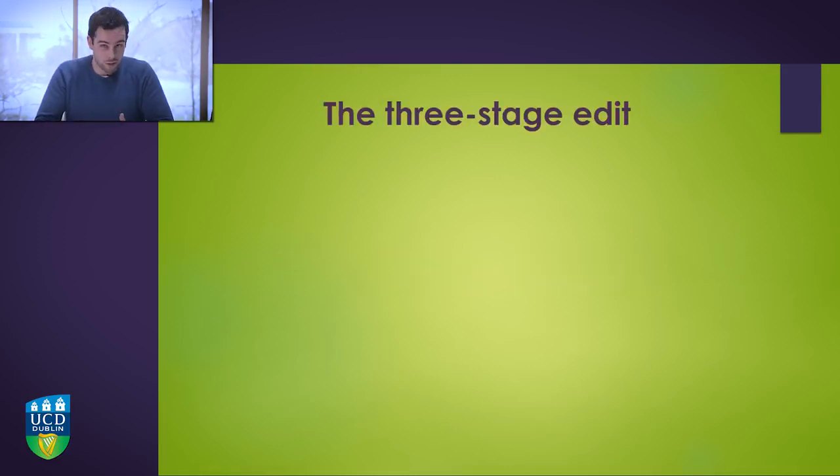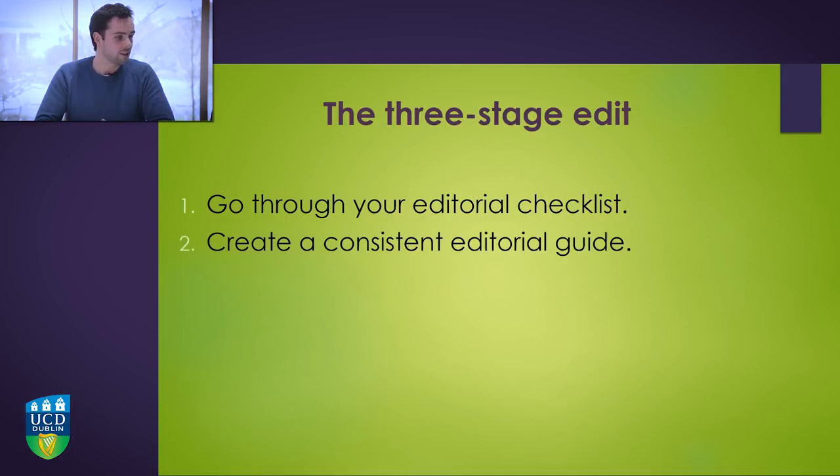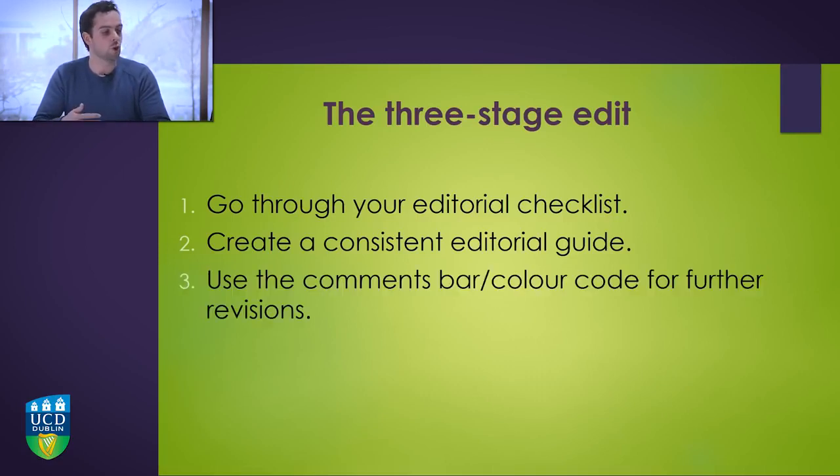So copy editing runs in 3 stages. The first thing you want to do is go through an editorial checklist, which I'll run through now in a couple of seconds. You then want to create a consistent editorial guide. So an editorial guide is a list of stylistic features and ground rules for spelling and grammar that you use in your essay. I'll go through that in a couple of minutes. And finally, you'll want to color code and make comments about further revisions that you might want to do either in this draft or in a later third draft. It depends on how many revisions you have, basically.